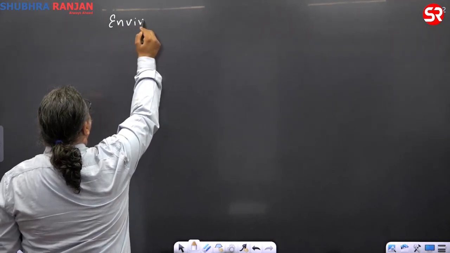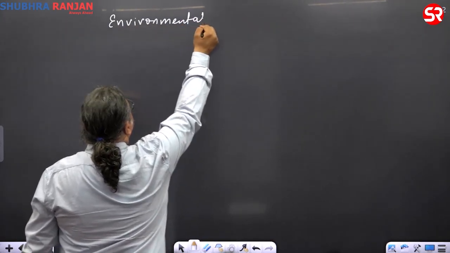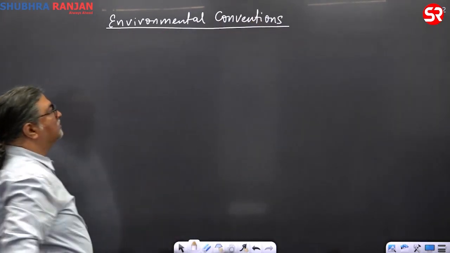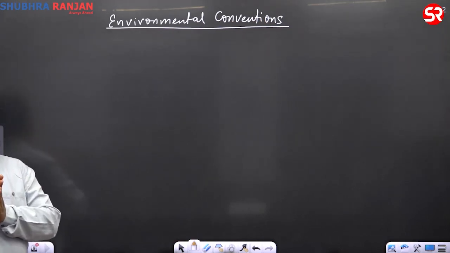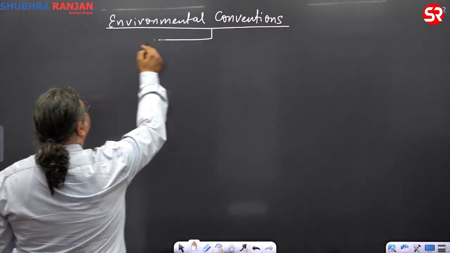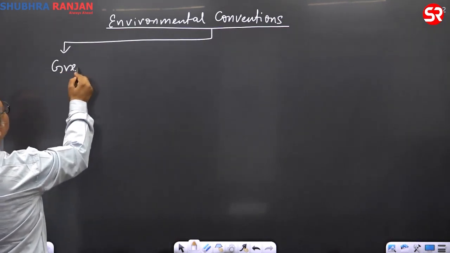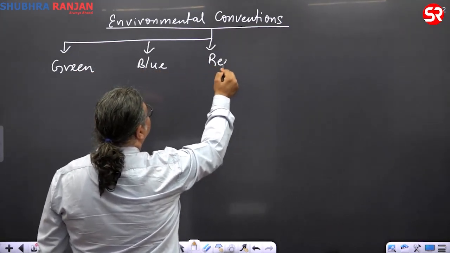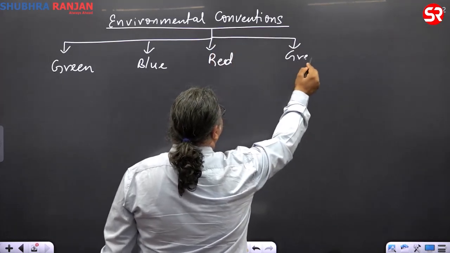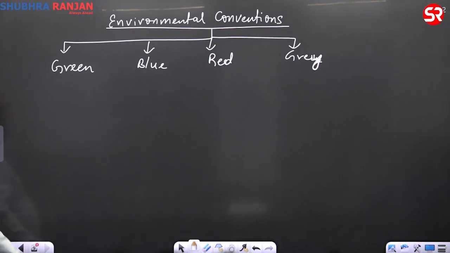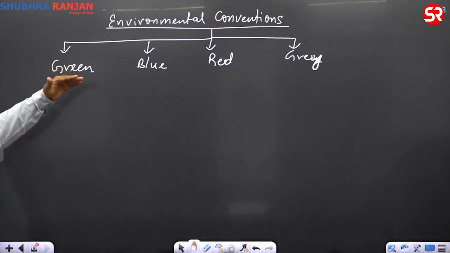Involve the conventions. So if you look at conventions, I'll divide them with different color codes here. First comes green, then blue, red, and gray. These are the four color-coded ways we can understand: green issues, blue issues, red issues, and gray issues.